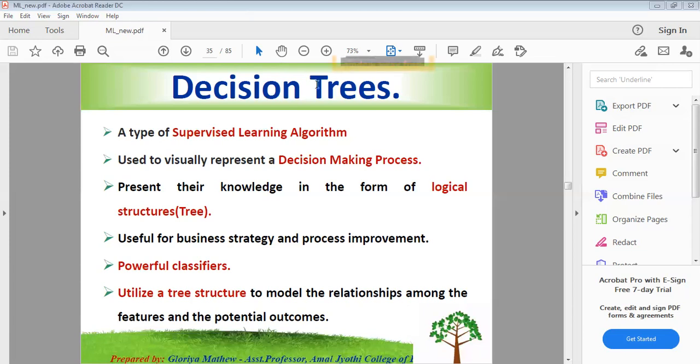Now we come to the decision tree. Usually it represents a decision making process. It presents the knowledge in the form of a tree. It is useful for business strategy and process improvement. It is a powerful classifier. It utilizes a tree structure to model the relationship among the features and potential outcomes.